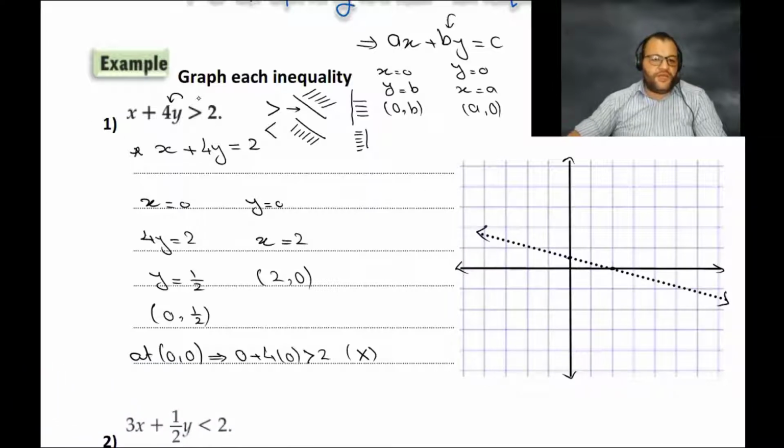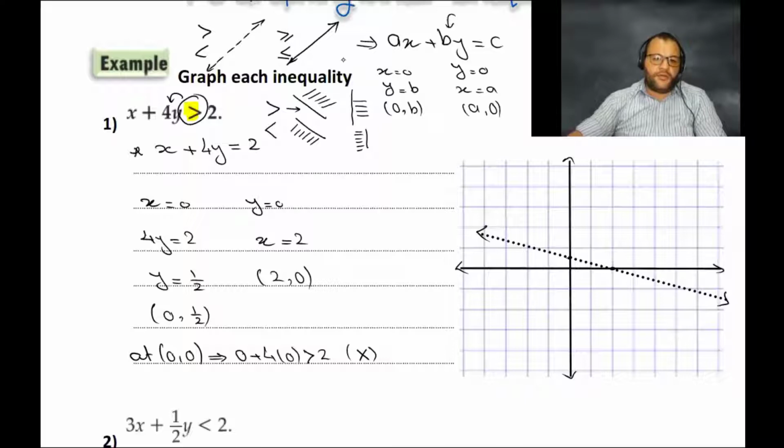Look at the sign of the inequality. What is the sign of the inequality that we have? Greater than. It's greater than only. As we said, the sign of the inequality is greater than only. That's greater than or smaller than. The line will be a dotted line, a dashed line. If it's greater than or equal or smaller than or equal, it will be connected.